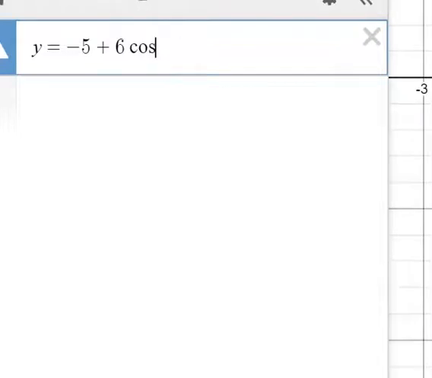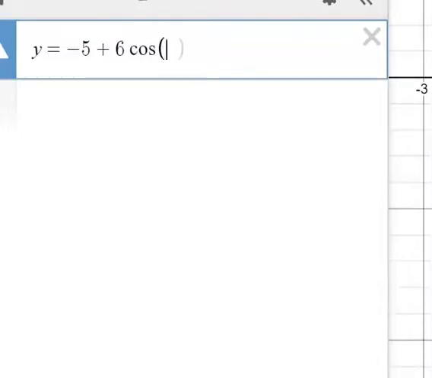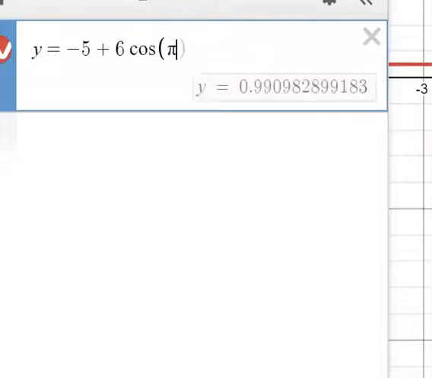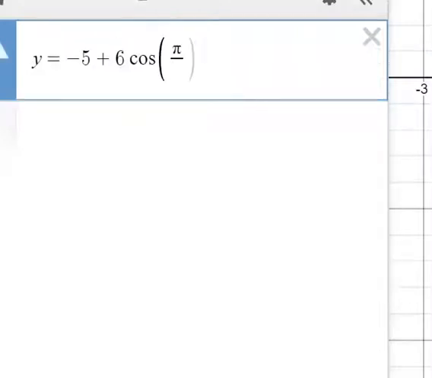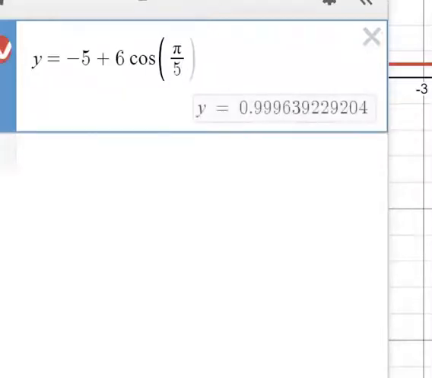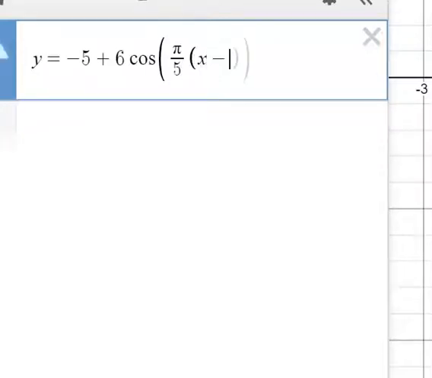So I want cosine parentheses. Look, watch. Here's my p. Then my I, it's like, I know what you mean. I got you. Okay, divided by, put the little slash. Okay, magical fractionness happens. Over 5. And then I want x minus, what was it, 2.